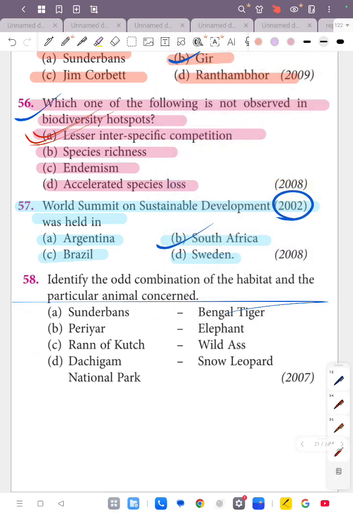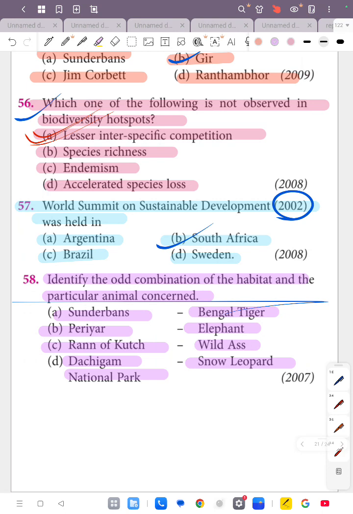Identify the odd combination of the habitat and the particular animal concerned. A. Sundarbans, Bengal tiger. B. Periyar, elephant. C. Rann of Kutch, wild ass. Or D. Dachigam National Park, snow leopard. Now you have to identify the odd combination of the habitat and the particular animal, that is, which habitat and the animal living in it is incorrectly matched, incorrectly paired.